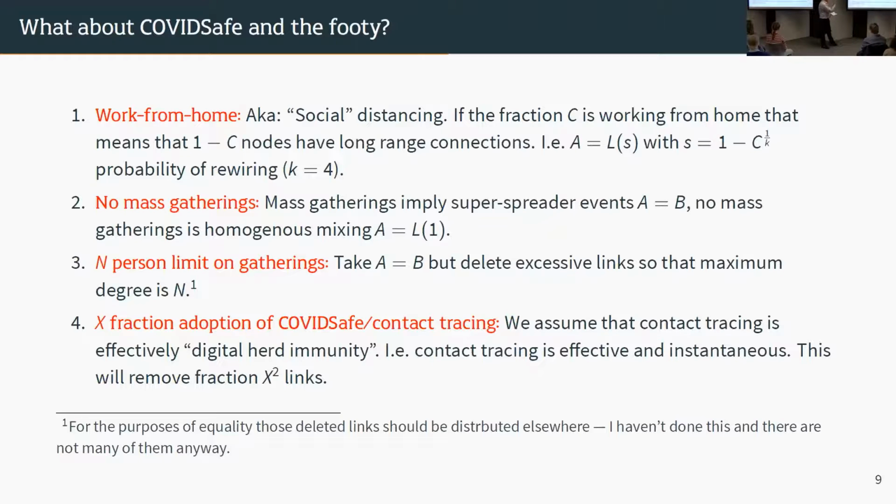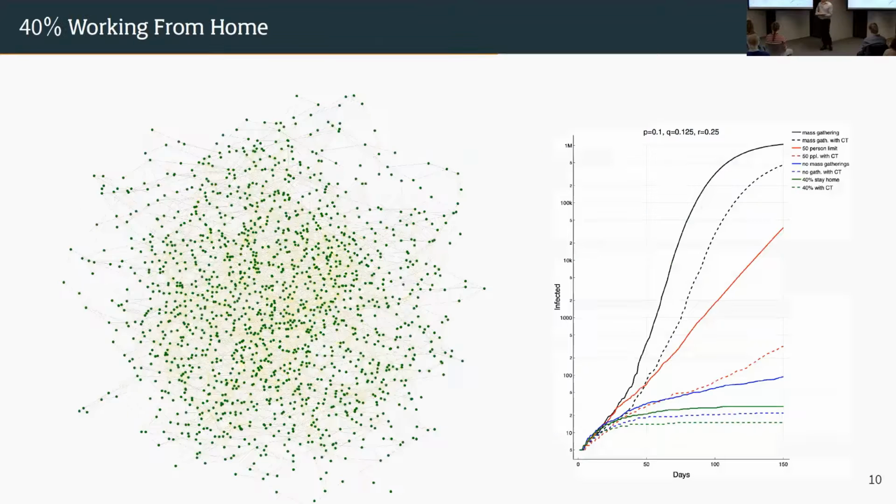But we can make each of these kind of common sense intuitions about transmission into the model by characterizing them in certain features of the network.